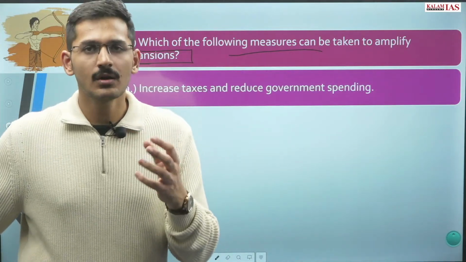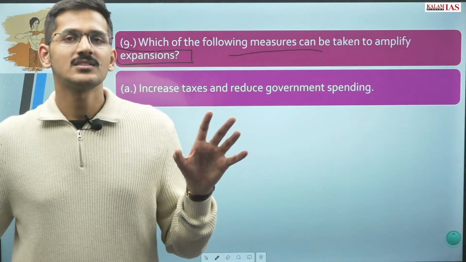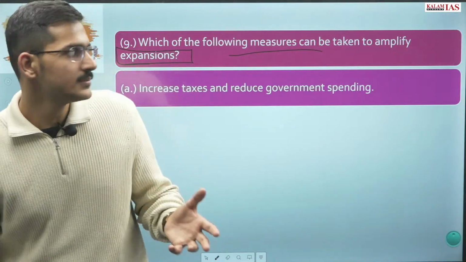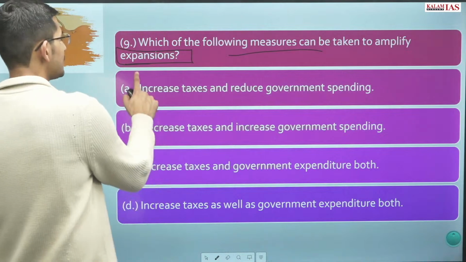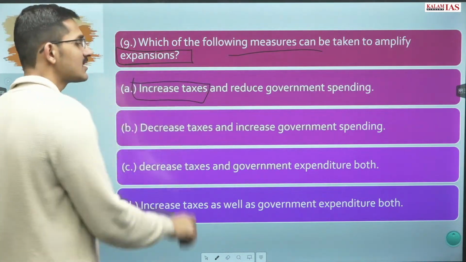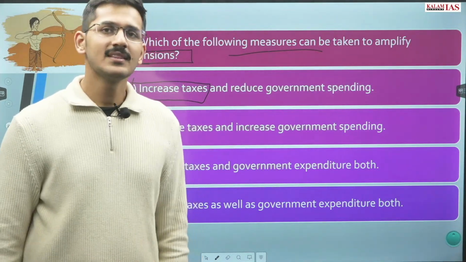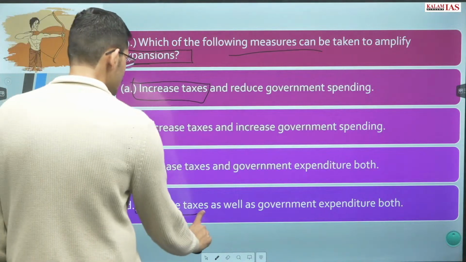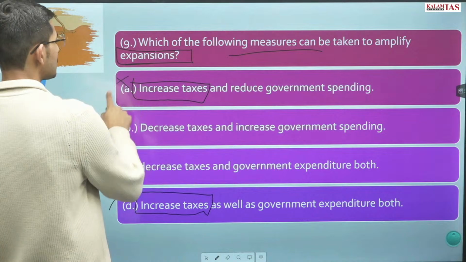Now take the example of, say, Reliance Industry. In which of the following will Reliance Industry, or even the private enterprises, be left with more money? So we will take all the four statements here. Increase taxes. What happens when the taxes increase? Will the industries be left with more money? No. If the taxes increase, then the industries will be left with less money. So two statements here talk about increasing taxes. So these two statements cannot be the answer here.